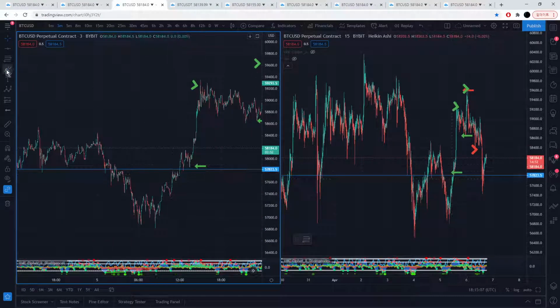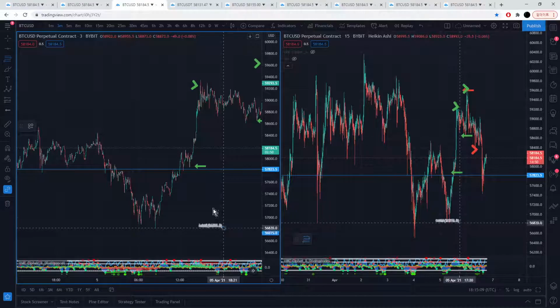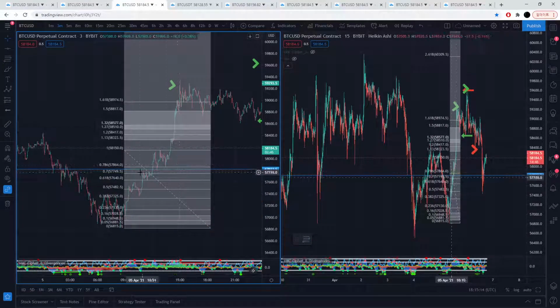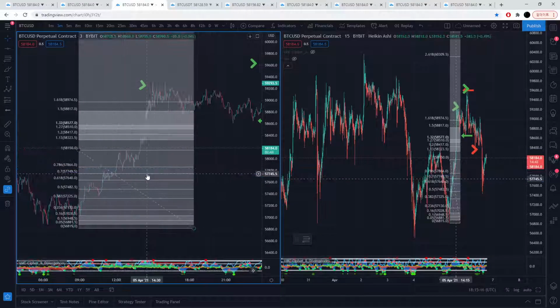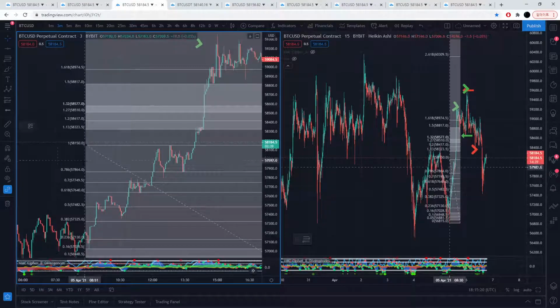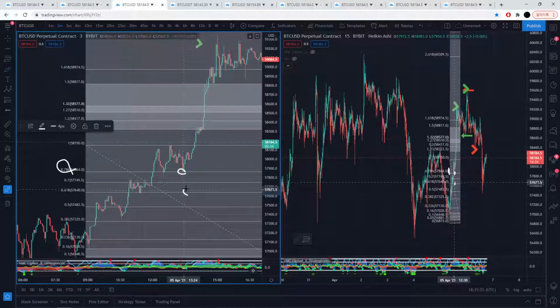So let's see. If you take Fibonacci from bottom to top, that hits exactly 7. Oops. So that hits exactly this area. So what I did was I put 50% here and 50% here.